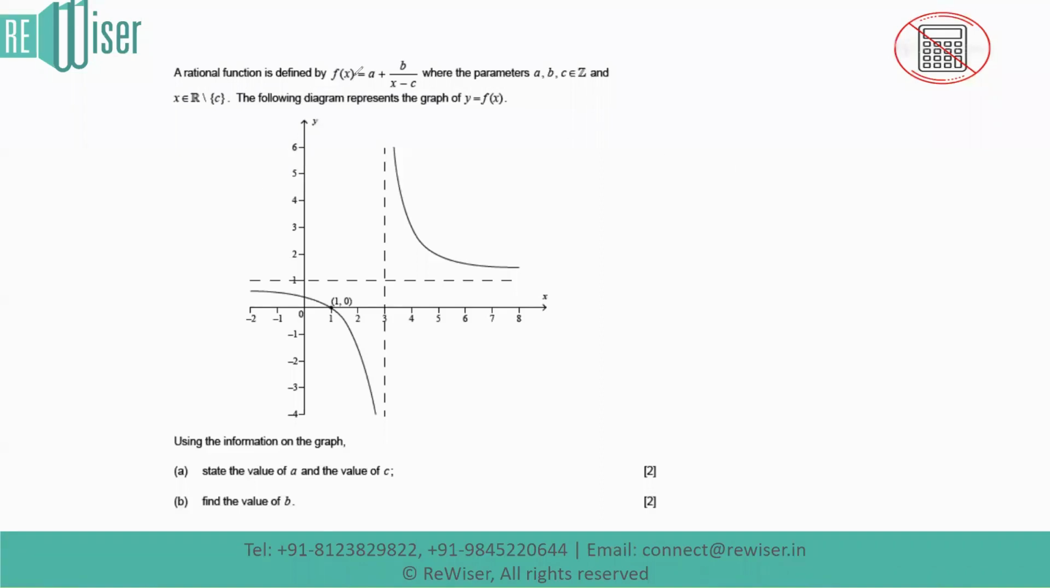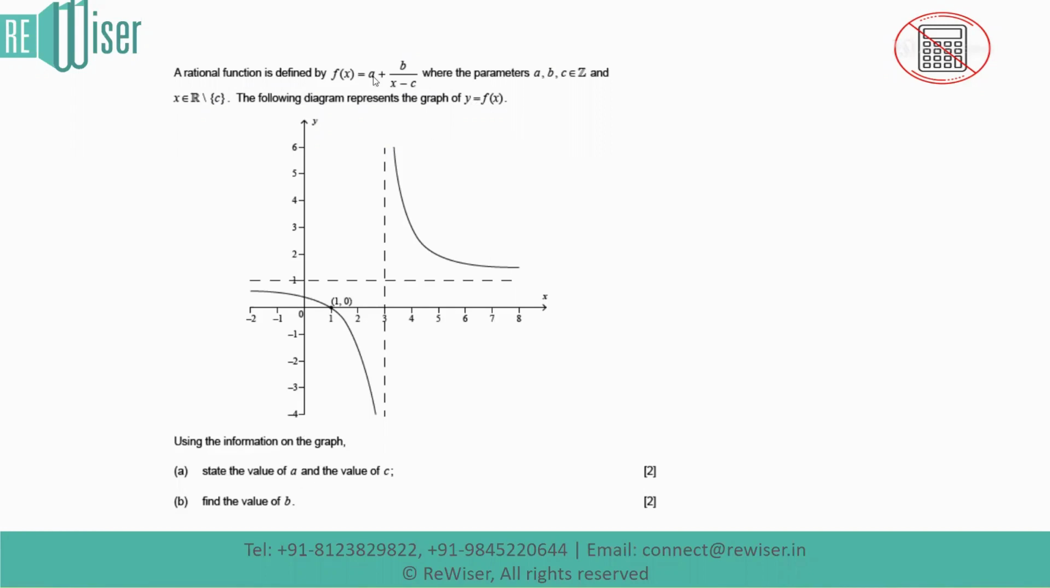A rational function is defined by f of x equals a plus b over x minus c, where a, b, c are integers. The diagram represents the function f of x. Using this information, state the value of a and c.